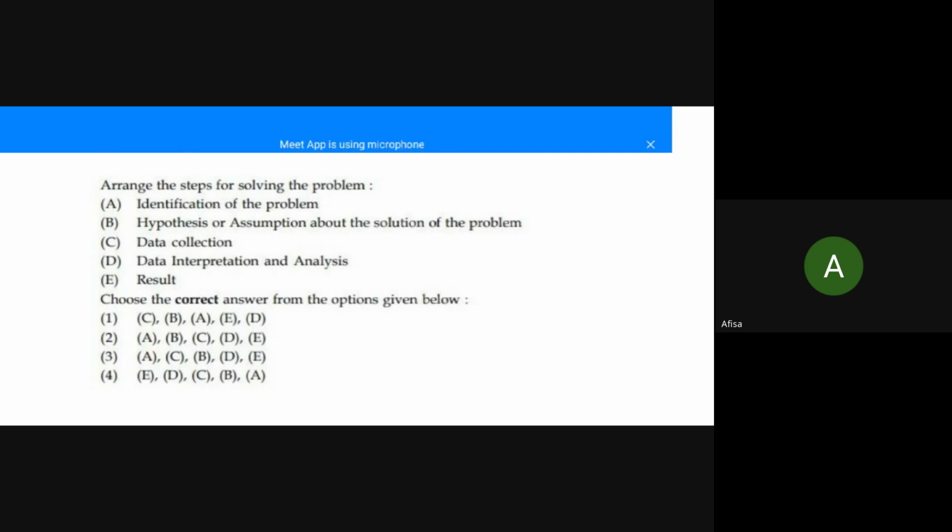So, how can we solve a problem? What are the steps included in the problem? These steps are given here, and we have to arrange them in order. How can we find a solution to a problem? Just read these options and think in your own way. This is also important for teacher aptitude.